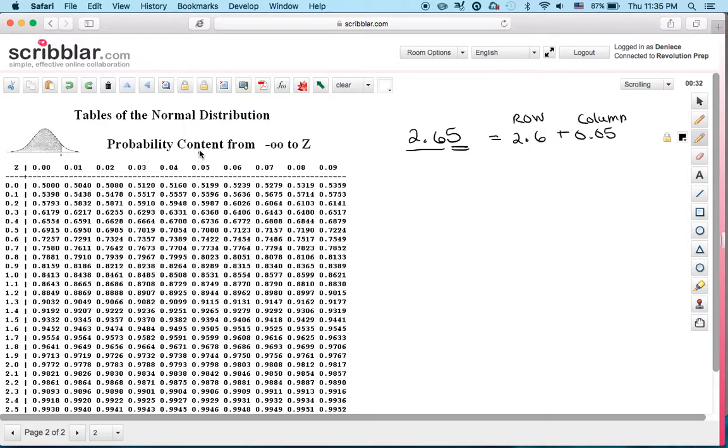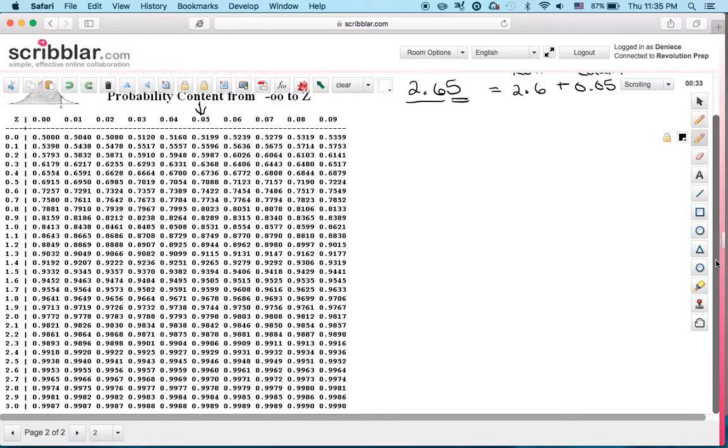So here's the 0.05 column, and we're going to scroll down a little till we get to the 2.6 row, which is right here. So the 2.6 row and the 0.05 column, where does that overlap? It overlaps right here at 0.9960. So what does this mean?